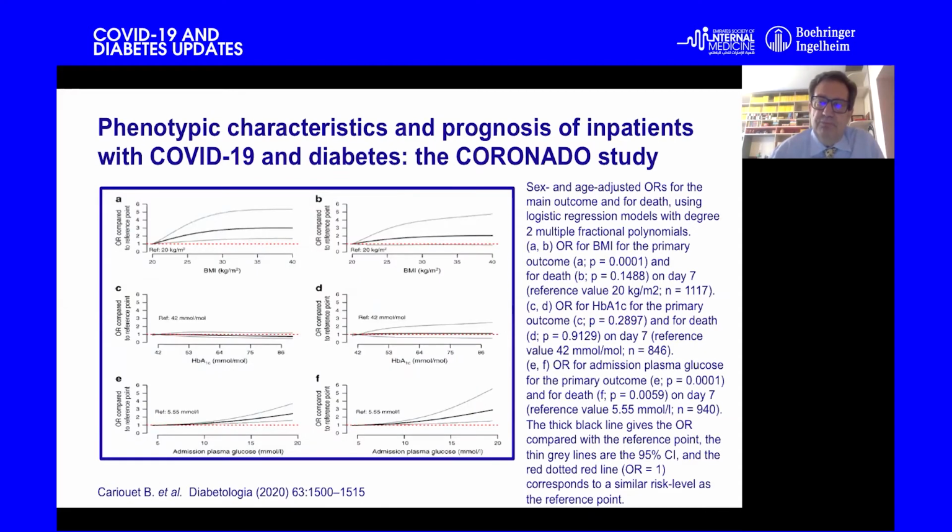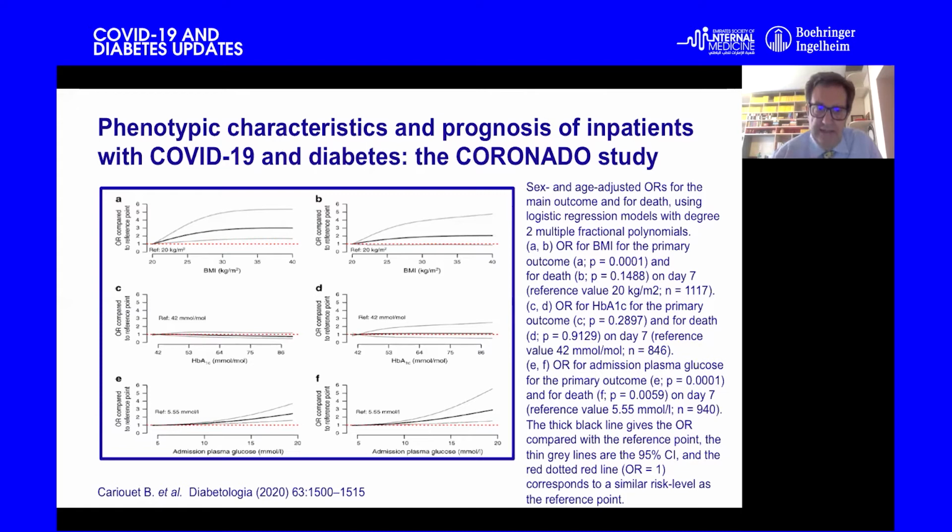And okay, this is what happens during the stay in the hospital. But what about the effect of the previous control, before the hospital admission, on the outcome? The story is not so clear, I have to say. The CORONADO study has already been presented, but in a different way. The CORONADO study, coming from France, was showing that the previous level of A1C had no impact on the prognosis of people hospitalized for COVID-19.